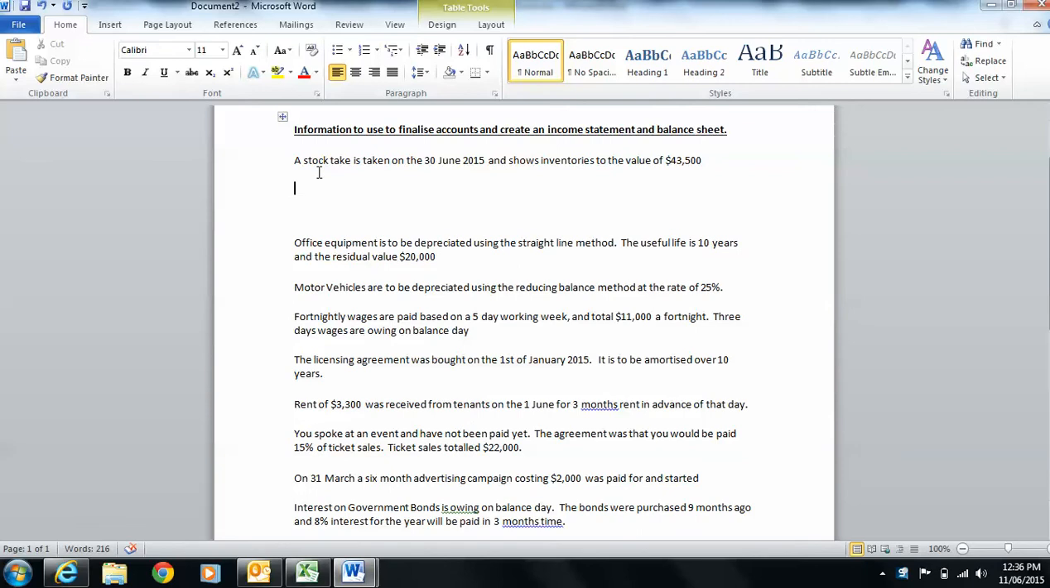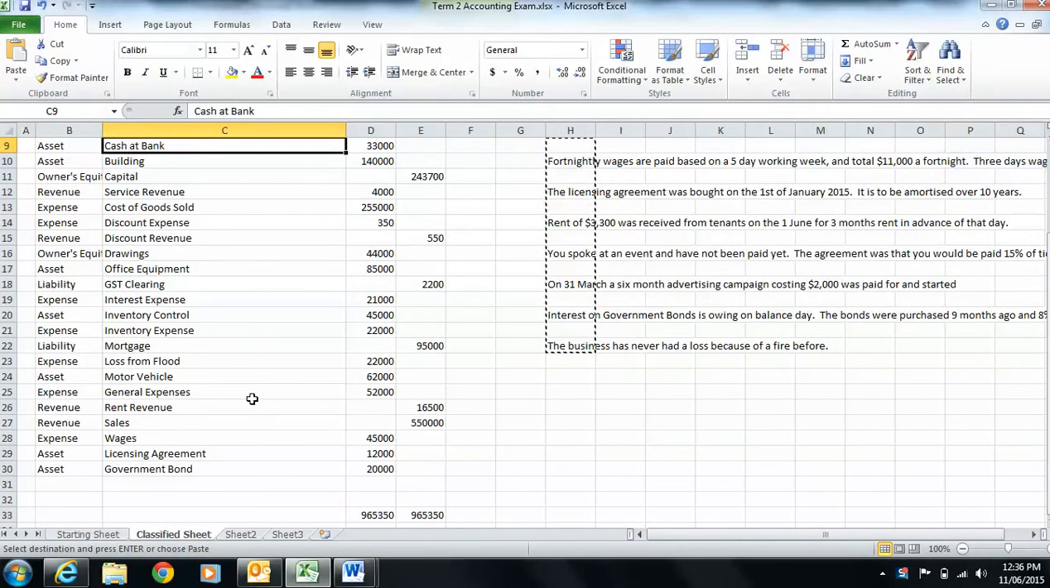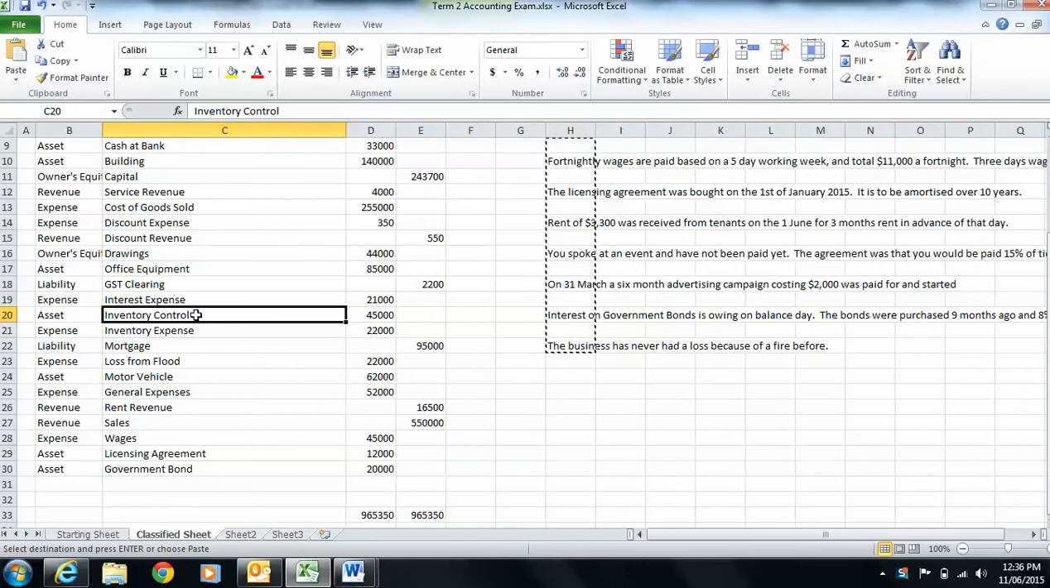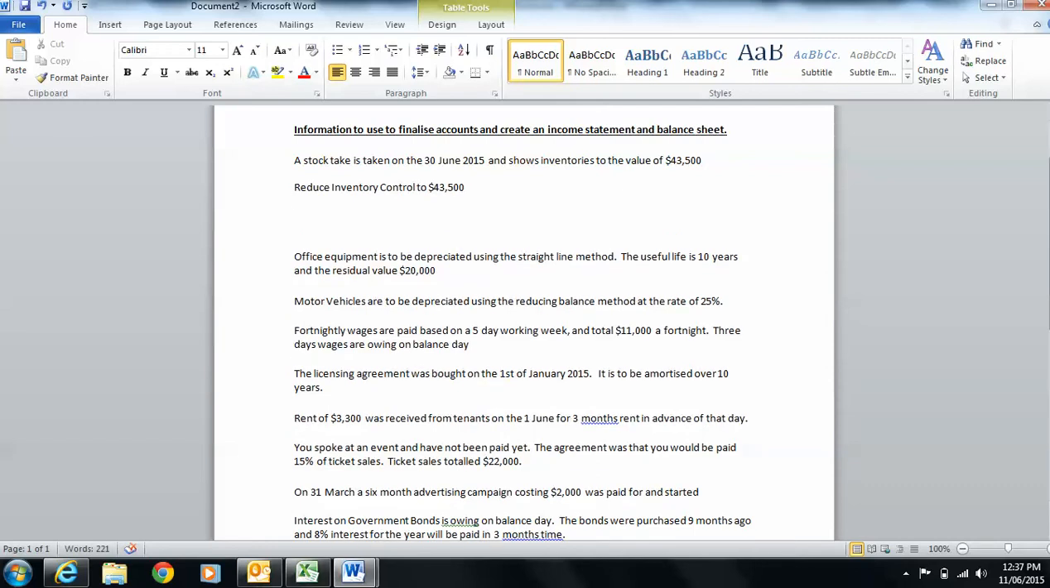the accounts. So the first thing is we've got a stock take value, 43,500. So if we go to inventory control, we see that it is $45,000. When we go back to here, it's 43,500. So there's a loss of 1,500. We have to reduce inventory control to 43,500. And we have to add the relevant expense account.